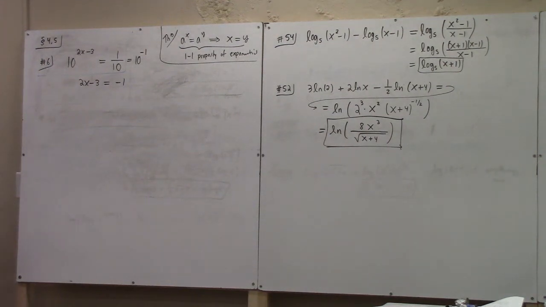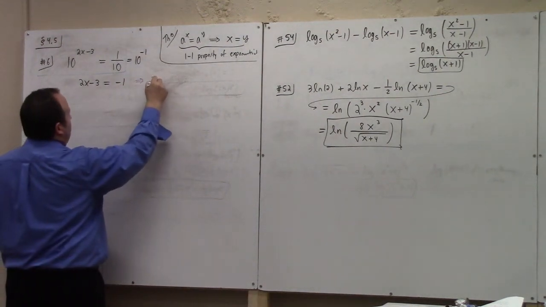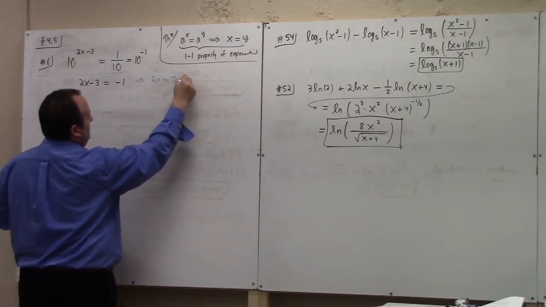This section 4.5 is equations. So it's expression equals expression, solve for the variable. Section 4.4 is like here's an expression involving logs, simplify it by either collecting or expanding. That's a summary. So here the answer should either be a number, a couple numbers, or no number at all. By the one-to-one property, 2x minus 3 equals minus 1, and that implies 2x equals 2, x equals 1.